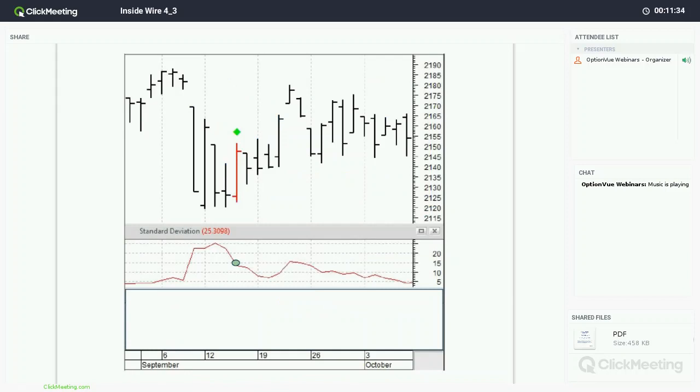But basically, we have the standard deviation reported down here, and this is the Metastock formula or function built in.